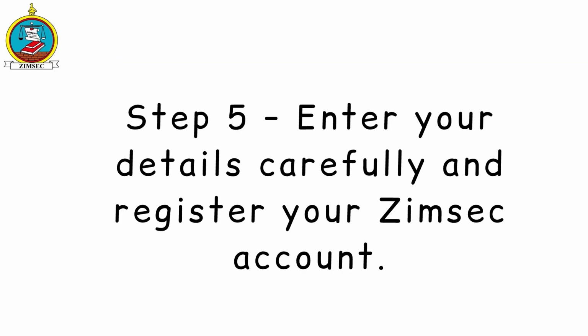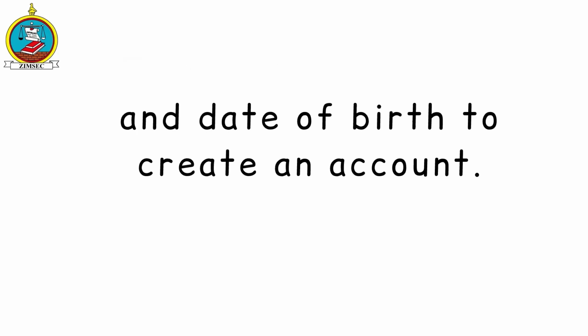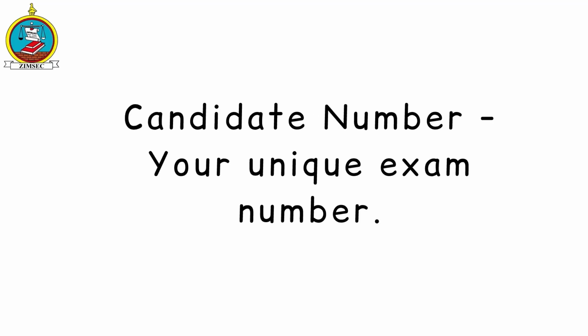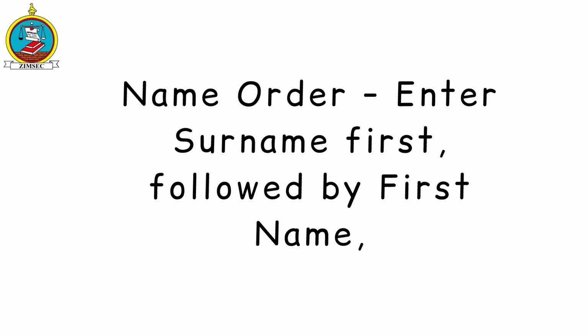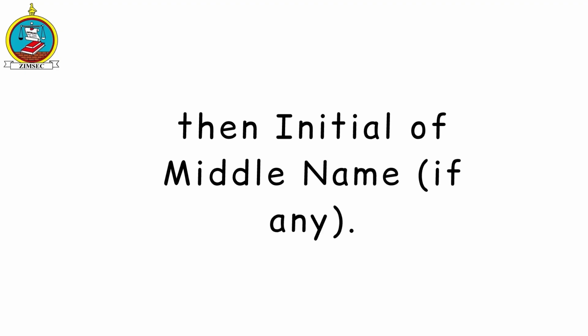Step 5, enter your details carefully and register your ZIMSEC account. To register, you will need your center number, candidate number, and date of birth to create an account. Center number is a digital code given to your school. Candidate number is your unique examination number. Your date of birth, use it in the correct format: day, month, and year. Name order, enter your surname first, followed by your first name. Then initial middle name, if you have any.